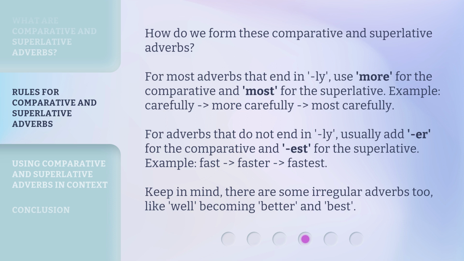For adverbs that do not end in -ly, usually add -er for the comparative and -est for the superlative. Example: fast, faster, fastest. Keep in mind, there are some irregular adverbs too, like well, becoming better and best.